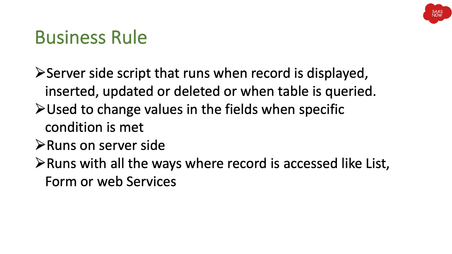The important point is it runs on the server side. As we talked about earlier, UI policy and client scripts run on the client side, but this runs on the server side. It runs with all the ways a record is accessed, like list, form, or web services. What it means is, if you are updating the data from list view, from form view, or from web services, or creating, inserting, or deleting data, in that case a business rule will definitely run.